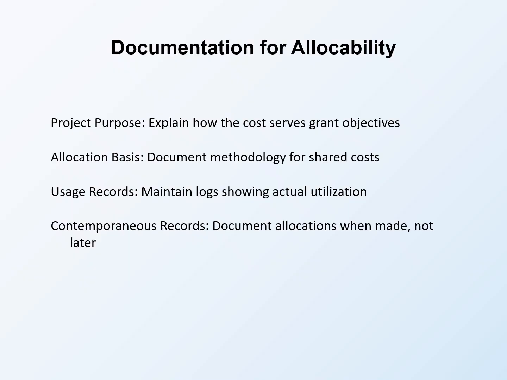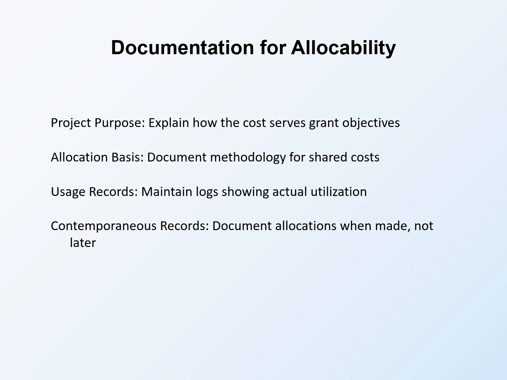Usage records provide evidence of actual utilization supporting allocations. Time records show how personnel divided their effort. Equipment logs show which projects use shared resources. Supply inventories track consumption across activities. These records transform allocation estimates into documented facts.